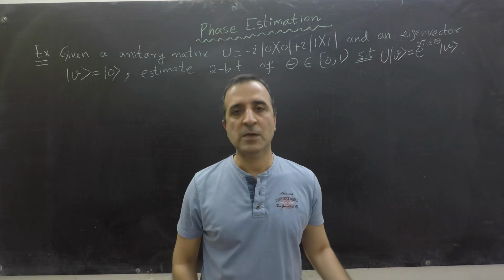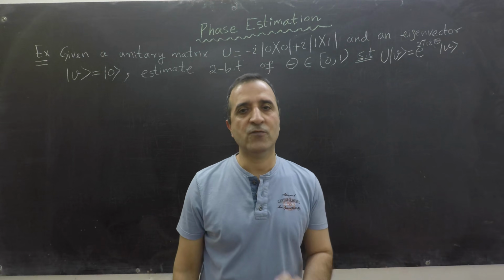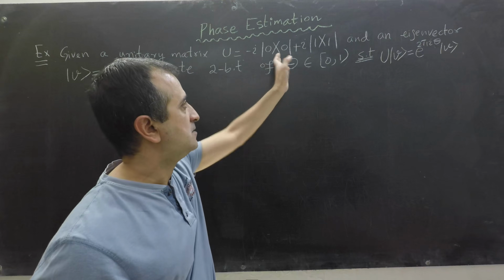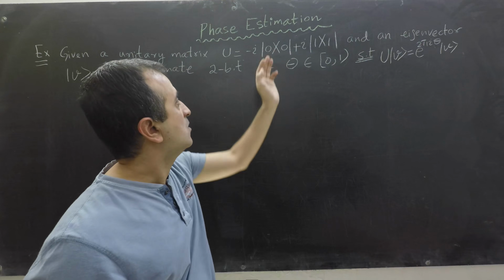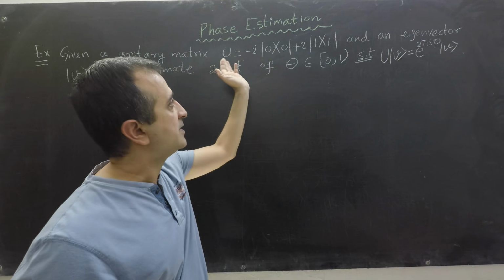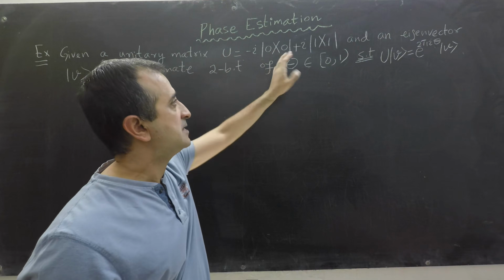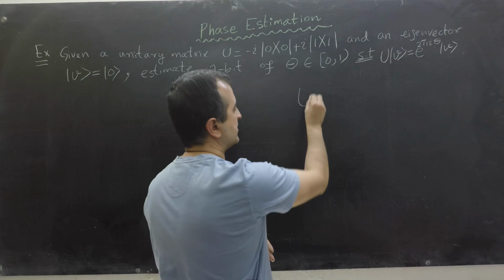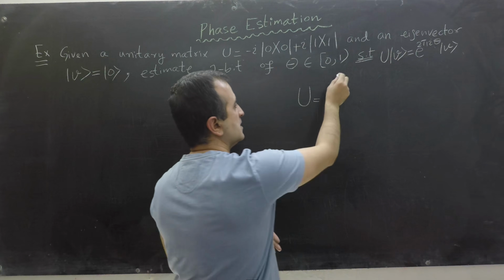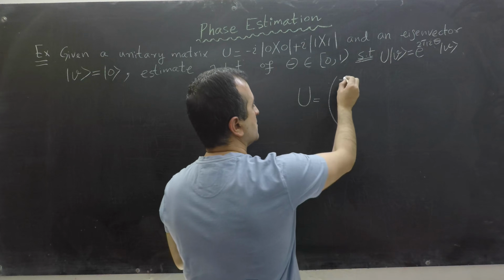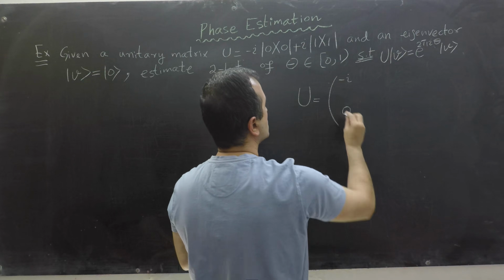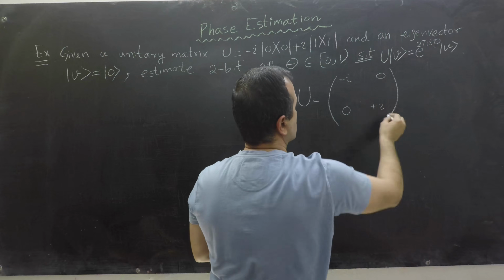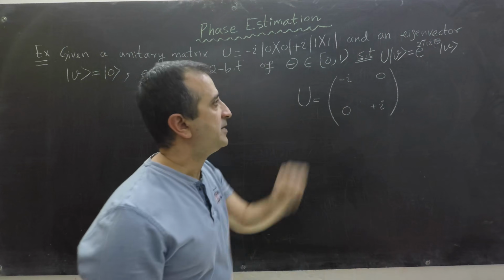Before solving this example, let me clarify some of the basics. First of all, this is a fancy bracket notation to write a matrix. So this matrix is a 2 by 2 matrix. Basically my unitary matrix according to this notation is equal to minus iota 0, 0 plus iota. So this is my unitary matrix.